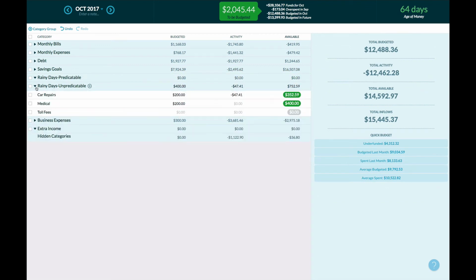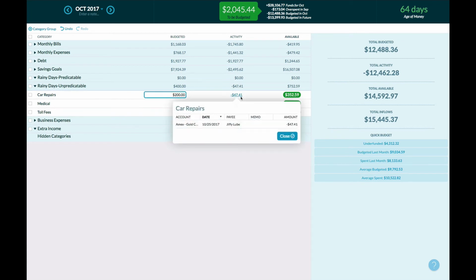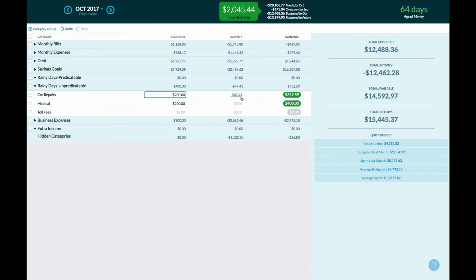All right. What do we have here? Rainy day, unpredictable. So I put money in car repairs and medical. I don't know what this car repair is. Let's figure out what that is. Oh, that was actually the oil change. So I don't know what the $33 was. Maybe it's a tow fee or something. I need to figure that out. But anyway, hopefully I didn't double up. Yeah, it's weird. So car repairs, there we go there.